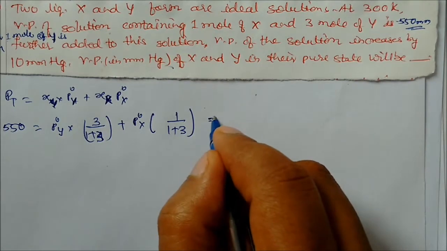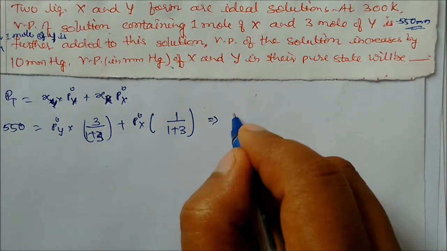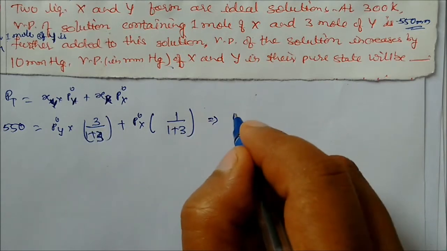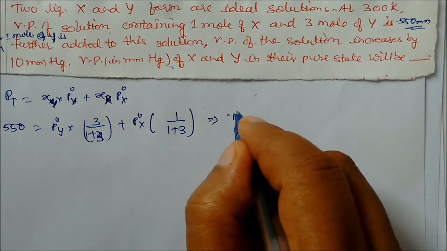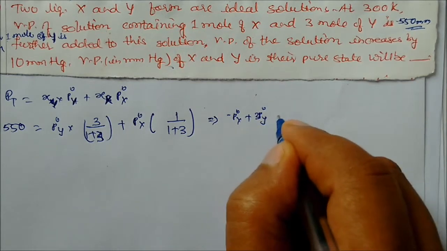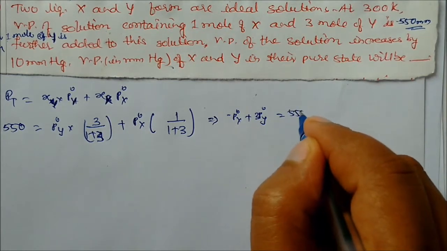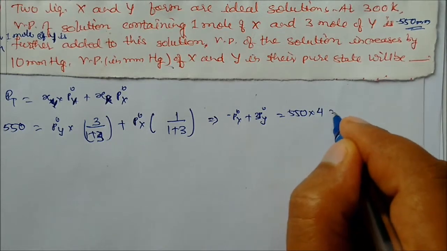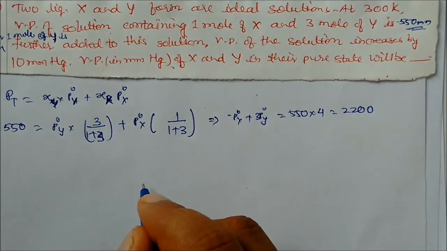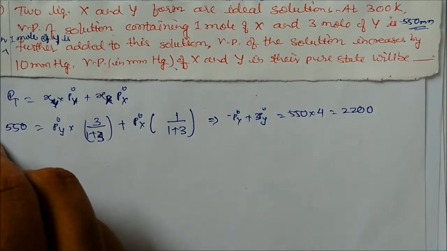So on solving, we will get this will be a 4, 4. So P naught X plus 3 P naught Y equal to the total, which will be 550 into 4. So this is nothing but 2200.